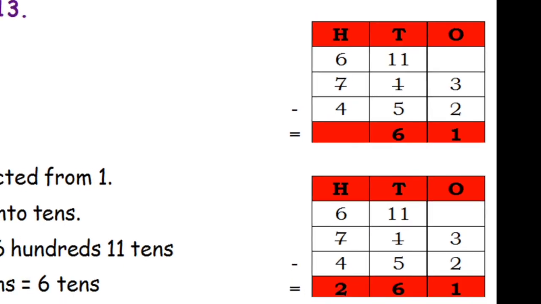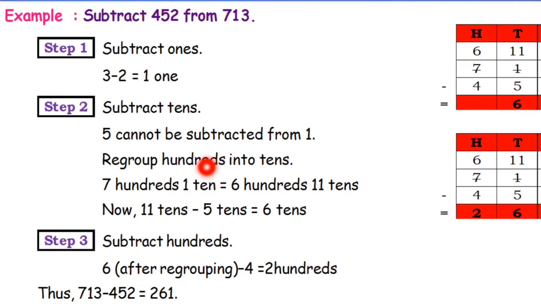Coming to the next, what do we do after subtracting ones? Subtract the tens. Now what do we have in tens place? 1 minus 5. Can 5 be subtracted from 1? No. 5 cannot be subtracted from 1. So what do we do? We regroup. Regroup means what? We borrow from hundreds.